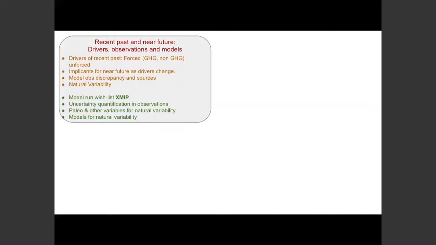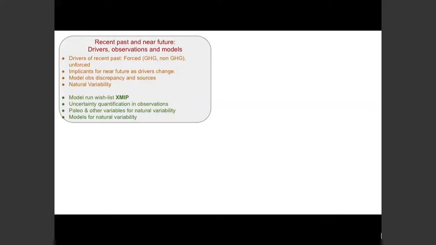And I think Kyle gave a very good summary of that, where we really need to understand the drivers of the recent past trends, because there are very different implications, whether it's a forced response to greenhouse gases or to non-greenhouse gases. And as Kyle has shown, that has big implications for the near future and for long-term climate sensitivity. But it's not just the long-term climate sensitivity issue. We could see very different warming over the next couple of decades based on our interpretation of the recent past.